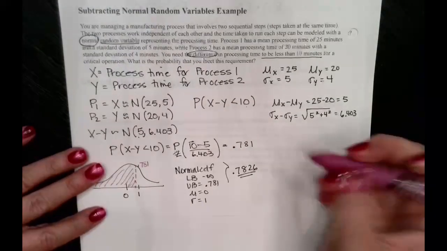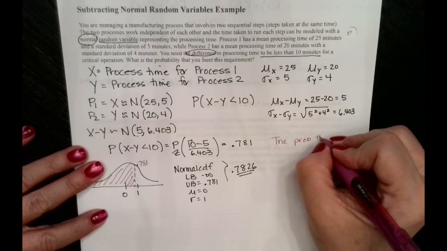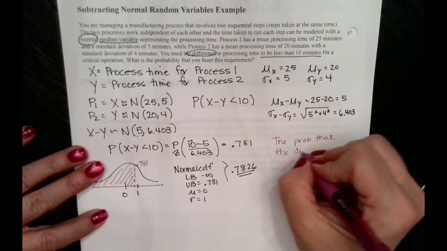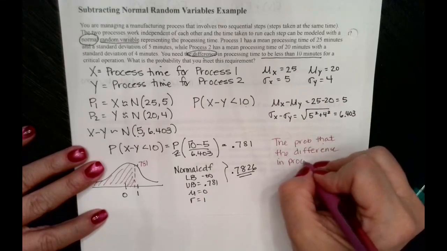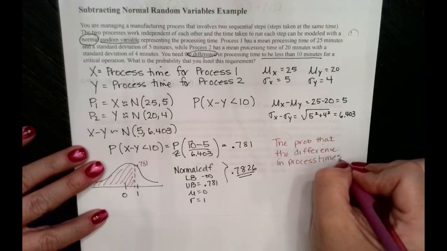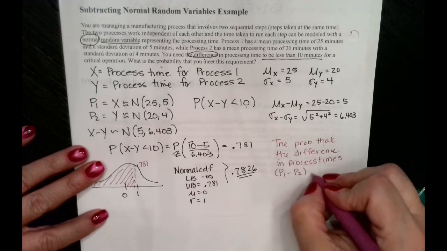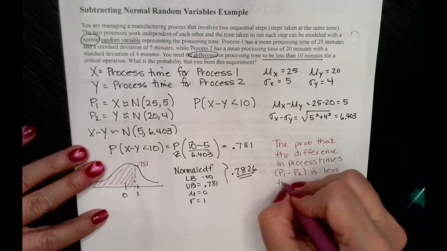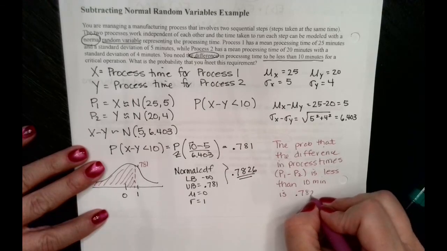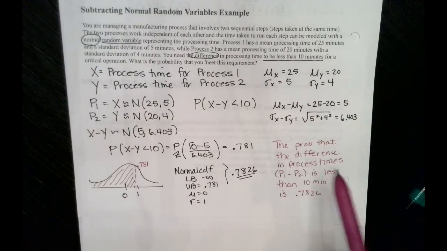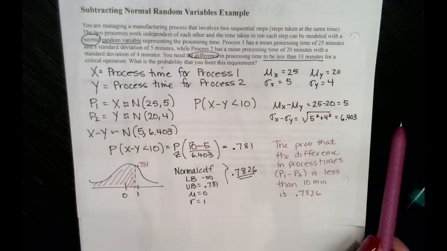All right, so I'm going to go ahead and write my statement. The probability that the difference in process times, and I'm going to go ahead and say P1 minus P2 so I know which one went first, is less than 10 minutes is 0.7826. Okay, so the probability of the difference being less than 10 minutes is 0.7826.